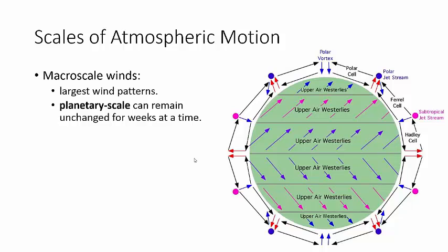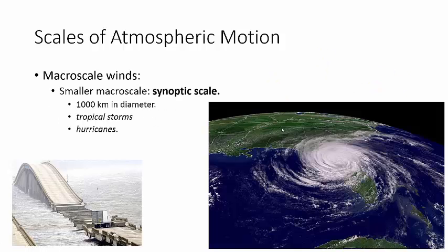There's actually a couple types of macroscale, but one of them is planetary scale. It involves the whole planet, or at least a good portion of it, and can remain unchanged for weeks at a time. Like the westerlies I referred to earlier. That would be a macroscale wind. The smaller macroscale winds are synoptic scales. These are things like your hurricanes and your tropical storms that we get every year. So these are synoptic macroscale winds.